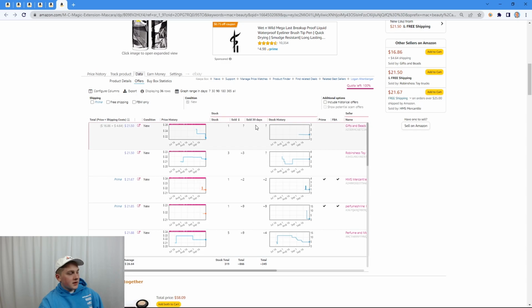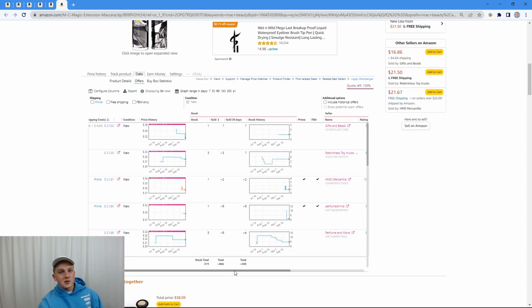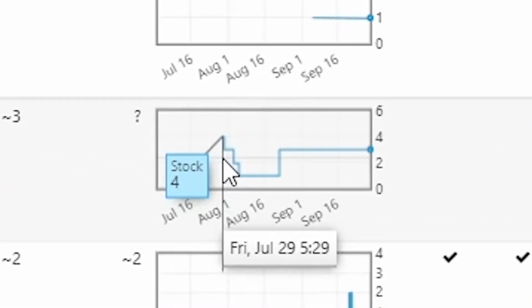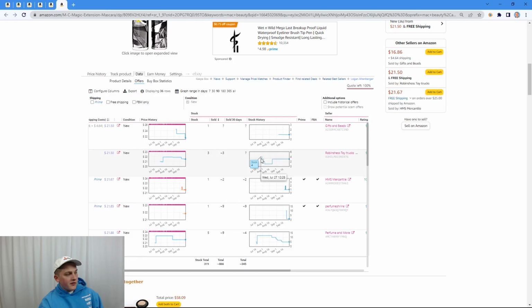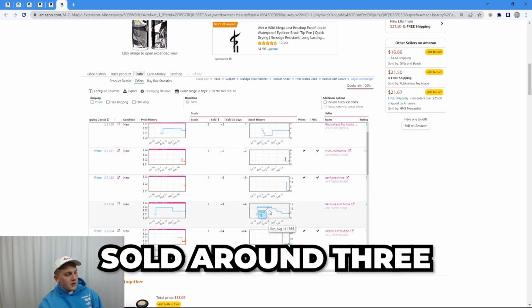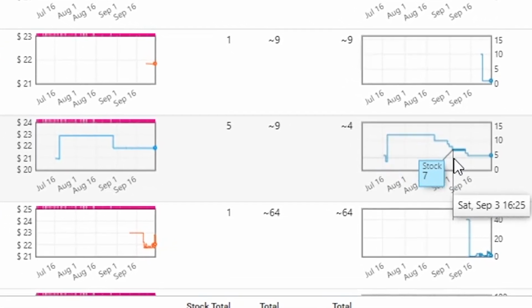Next up, I look at data offers, and this is really helpful for listings with variations, and we'll dive into those soon. I like to look at the stock history, and I like to see stock levels going down to help me gauge velocity on listings with variations. So right here, they had 4 in stock, and then they slowly went out. So after about a week, they dropped down to 1, which means in a week, they probably sold around 3. This person had 12, and you can see it's just slowly going down. So that means they're selling through their inventory.